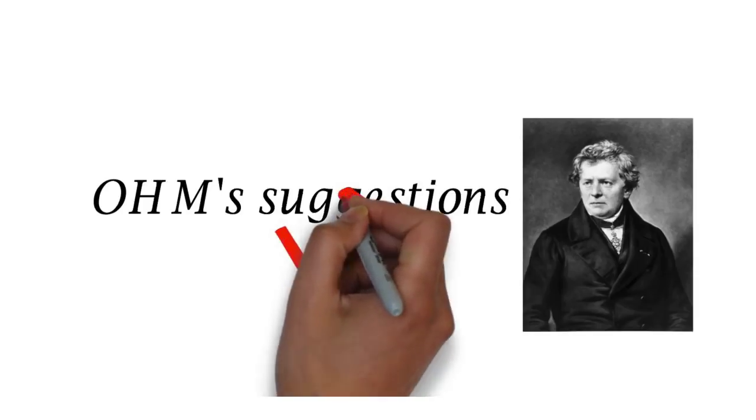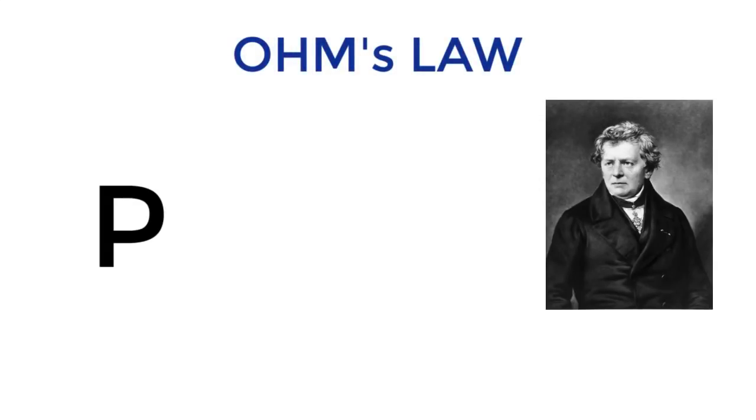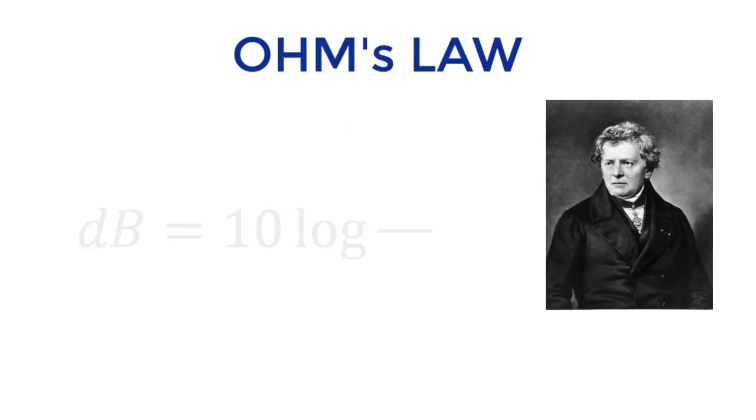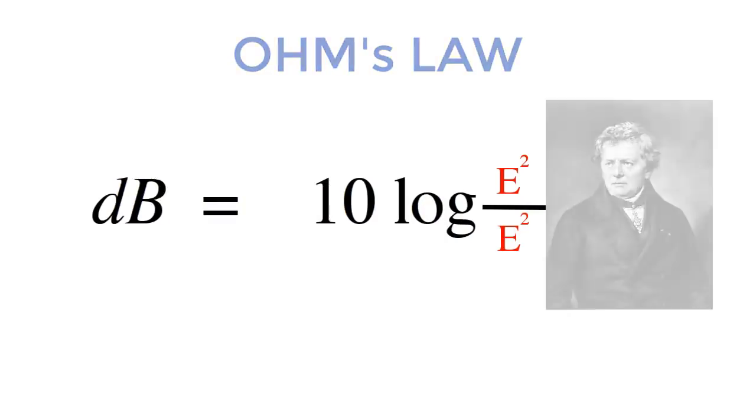To understand this next part, we will have to go into Ohm's law, which describes the relationship between power in watts and electromotive force in volts. Ohm's law states that P, power in watts, equals E squared divided by R. So we could legitimately say that the decibel is equal to 10 times the log of E squared over R divided by E squared over R. Now, since voltage is most often measured in open circuit conditions, we can make the R go away. This conveniently reduces down to dB equals 10 times the log of E squared divided by E squared.